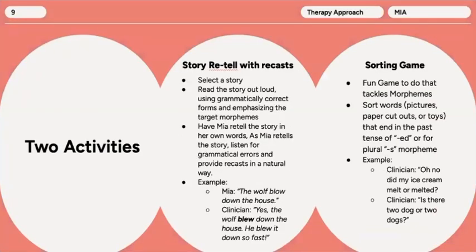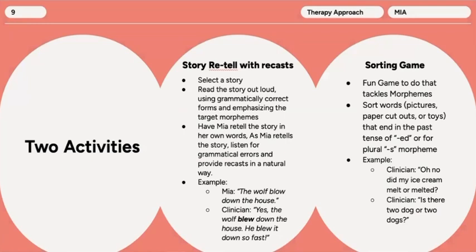So my activity is called story recast. Basically, what you would do is select a story, read it out loud to her, and emphasize the correct target morphemes and the way that you say them correctly. Then Mia would retell the story in her own words. As she retells the story, you listen to her grammatical mistakes, and then you essentially repeat it back, but in a correct way.